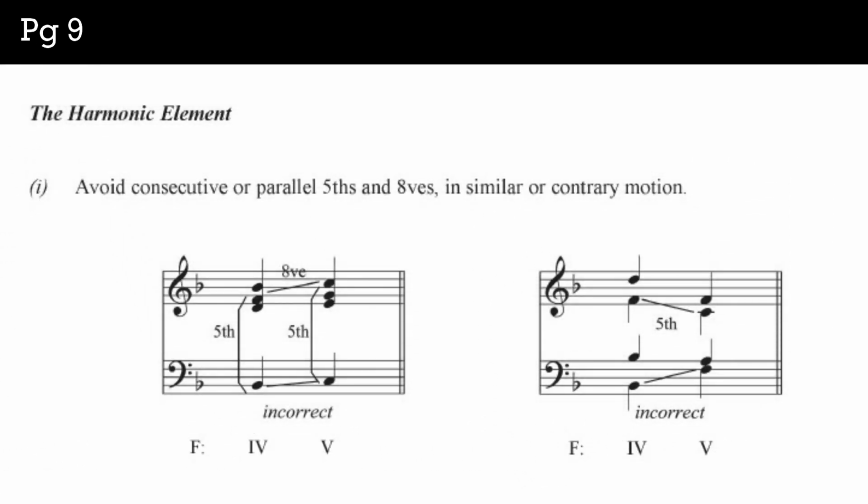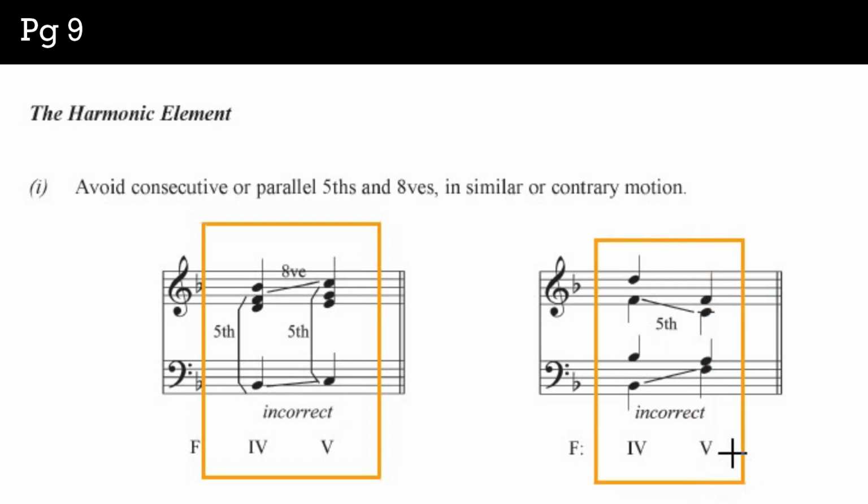Let's now look at the harmonic elements. In this situation, we have two chords containing parallel fifths and octaves. B flat and F, C and G form parallel fifths, and B flat and B flat, C and C between the soprano and bass parts form an octave. In this situation, although the fifths are in contrary motion, they are not allowed.